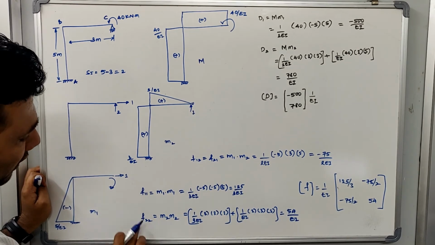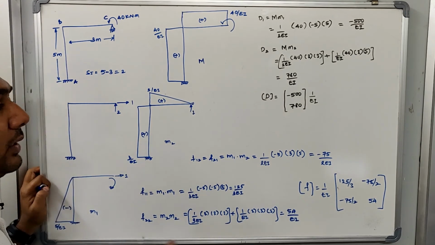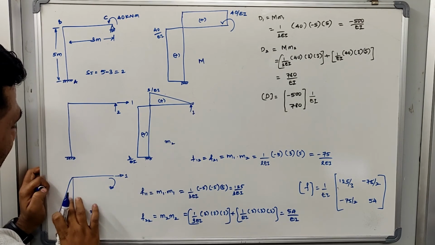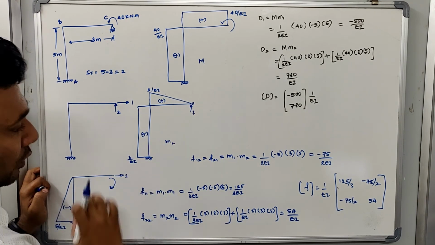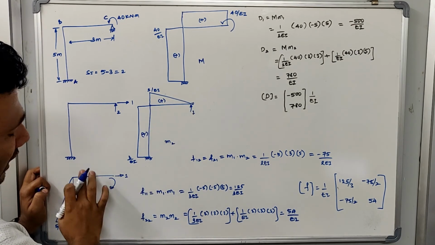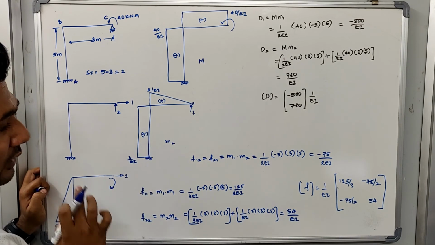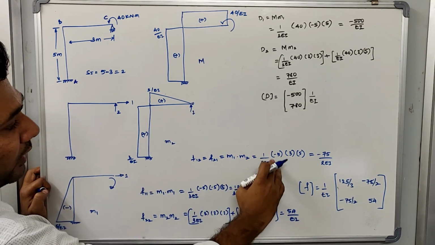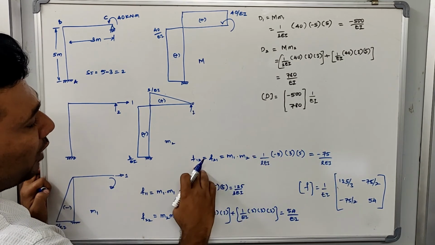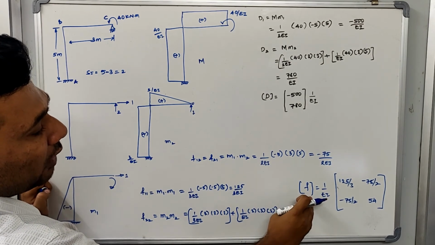After solving F11 and F22, you can go for F12 or F21, which will be the same. We are going to multiply the diagram M1 with M2. As we know, this triangle cannot be multiplied here because there is no diagram, so this will get cancelled out. So we need to multiply this triangle with this rectangle. So 1 by 2 EI into minus 5 into 3 into 5 will give you F12 or F21. From this we can generate a flexibility matrix.